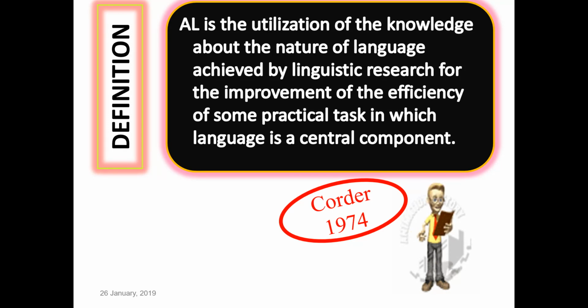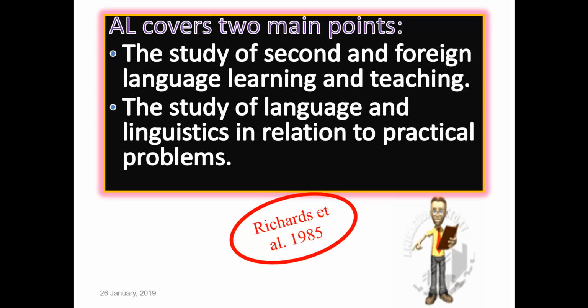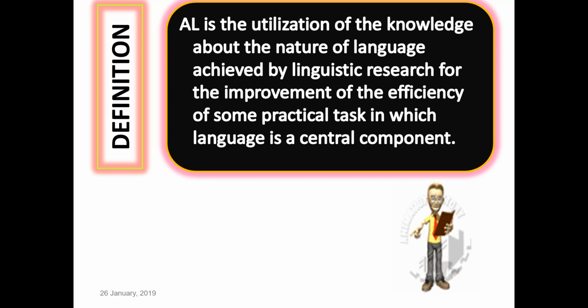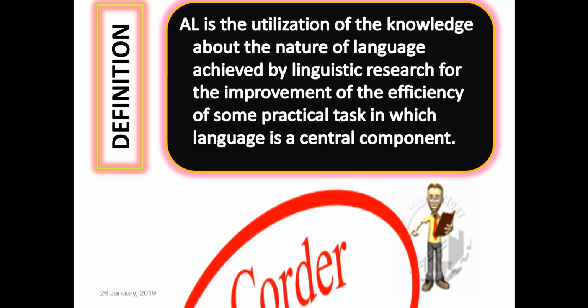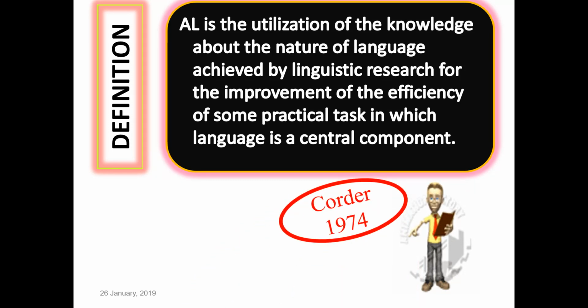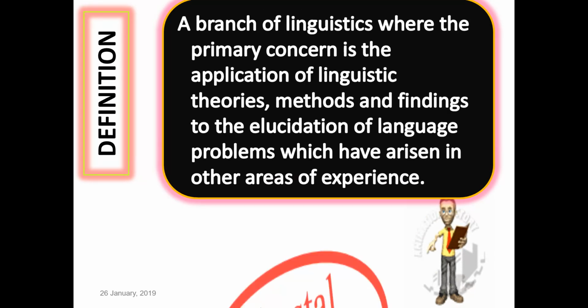So here what we can infer is that Kohler's definition and Richards et al.'s definition differ in range. Richards et al. focus on second and foreign language as a narrow view, and secondly they talk about practical problems and use a relationship of language and linguistics, which is the practical component. Similarly, Kohler 1974 talks about utilization of knowledge about the nature of language achieved by linguistics. He talks about utilization, as Richards also does. Let's move to the next one.